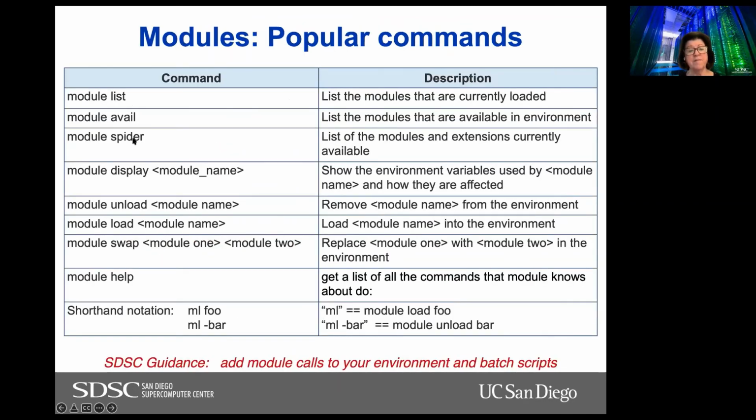Here are some of the more common commands. List the modules that are currently loaded, which ones are available in the environment that you've got. Spider, display information about the module. Unload and load a module, get rid of one you don't want, and load the one that you want. You can use something called purge to get rid of all the modules and just start over. You can swap, for example, a different version of a compiler, like the Intel compiler version 19 and version 20 or something like that. And you can get help, and there are shorthand notations.